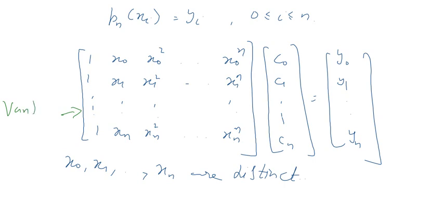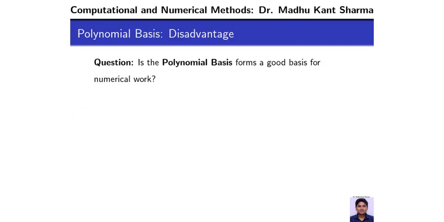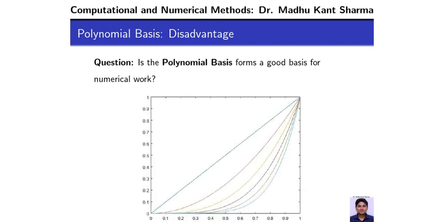So for distinct nodes, the Vandermonde matrix is non-singular. It is often ill conditioned as n increases, that is already explained. The columns of the Vandermonde matrix become nearly linearly dependent for large n, that is already mentioned. Higher degree polynomials often oscillate widely and are highly sensitive to small changes in the data. That is already explained by using the fundamental theorem of algebra, right?